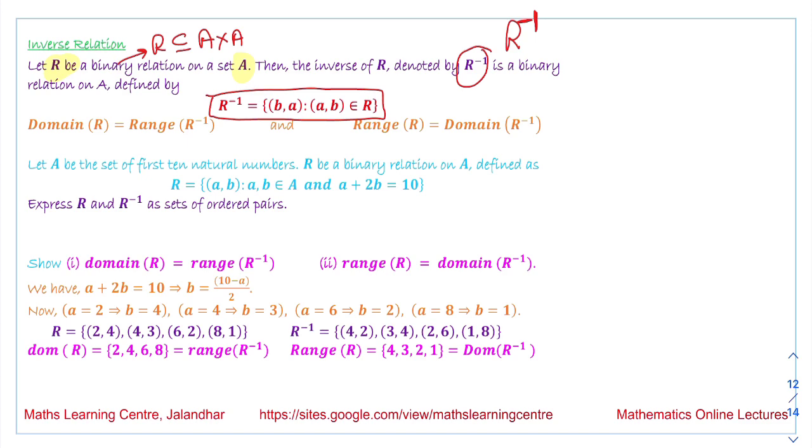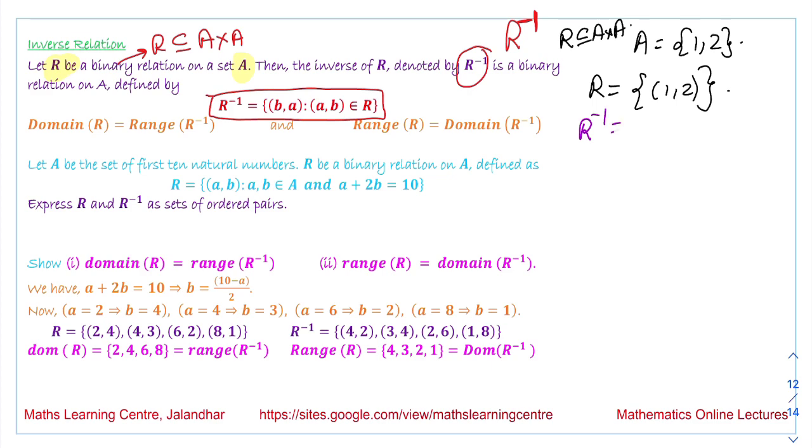So if we have a set A equal to 1, 2, and we have defined a binary relation on A, that is, a relation that is a subset of A cross A, and let the element in that relation be 1 comma 2. Then the inverse relation means we write the element in the form 2 comma 1. So A is related to B in R, and in R inverse we will have B related to A. We invert the position of all the elements of R to obtain the inverse relation.